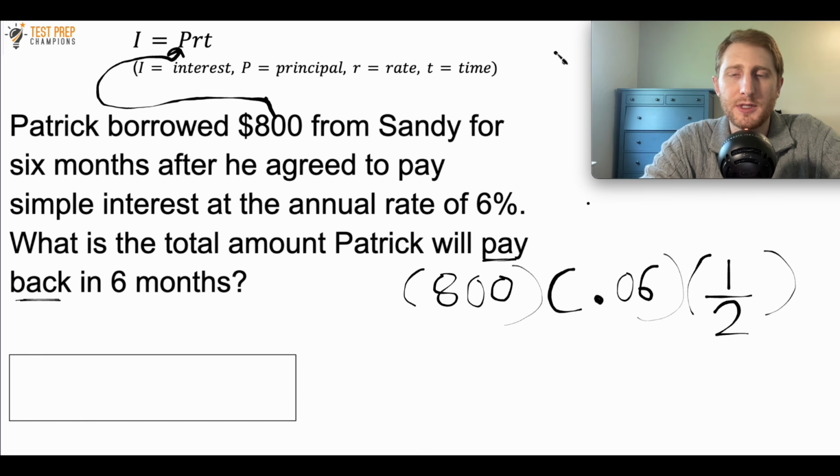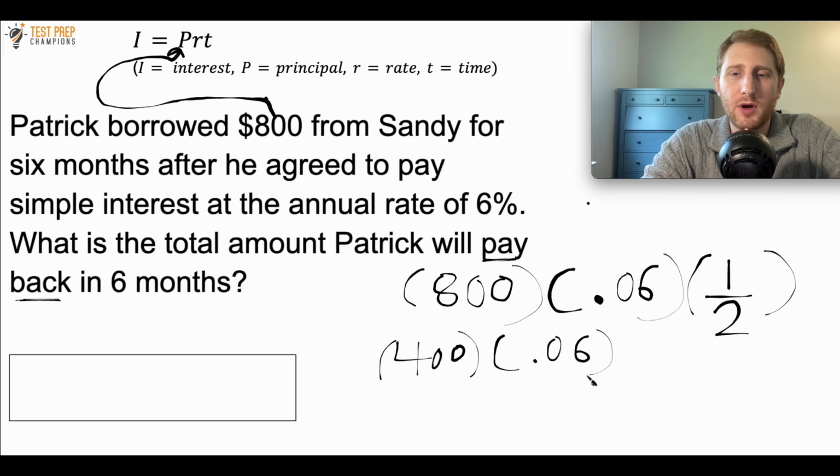So now that we have this set up, let's go ahead and do the calculation. And without a calculator, this can be a little bit tricky. And there are multiple ways to look at this, but right off the bat, one thing that I see here is that we can do 800 divided by 2. And if we do 800 divided by 2, we get 400. And that makes this a little bit simpler here, because that'll give us 400 times 0.06.